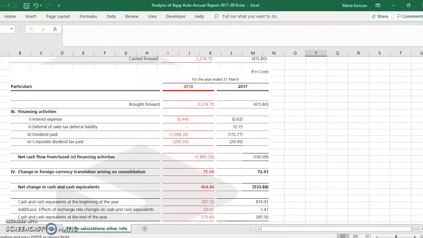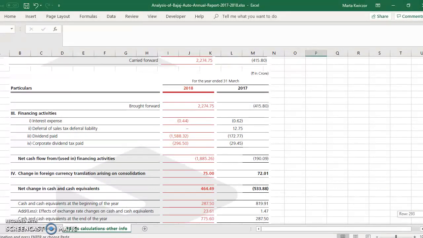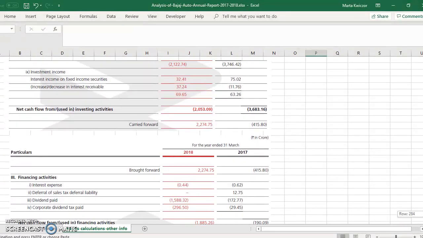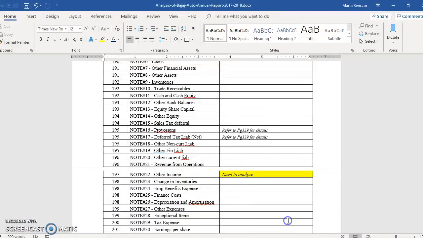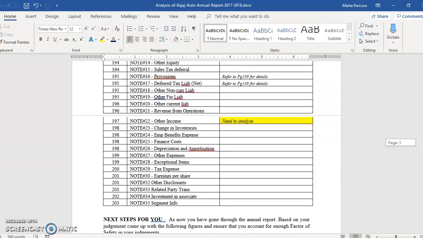The third one is the financing activities. Here, they literally don't have much at all. They paid a good dividend of about 1,600 crores, and their interest was not even 1 crore, because they have very little debt. So overall, we saw the income statement, balance sheet, and cash flow statement. We looked at the different footnotes that are important and that we have to make sure are part of this analysis.